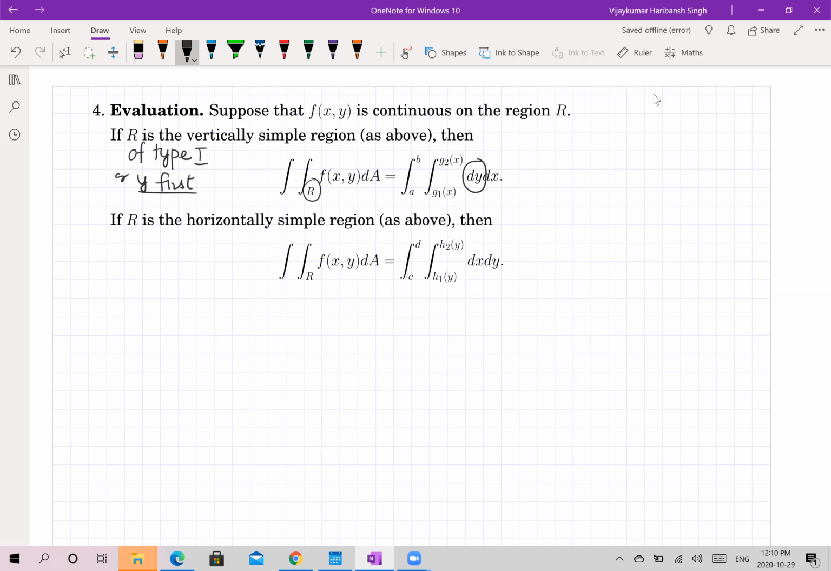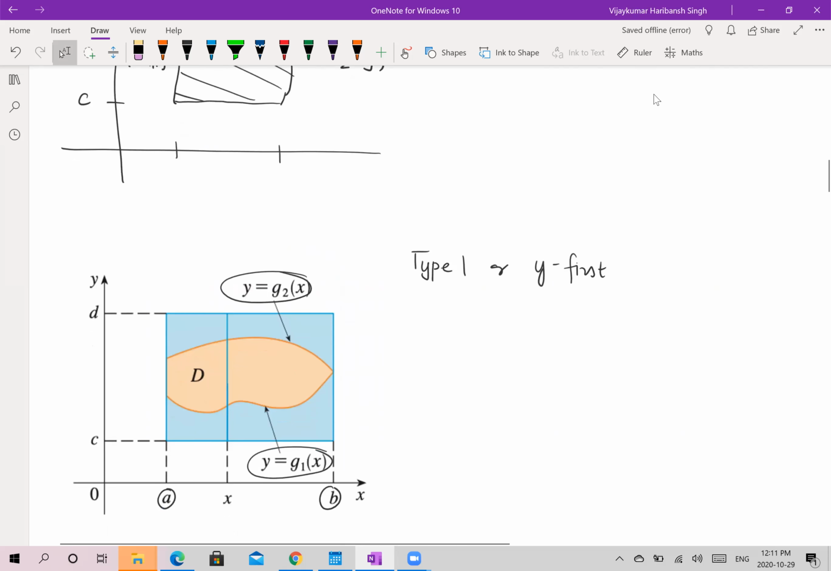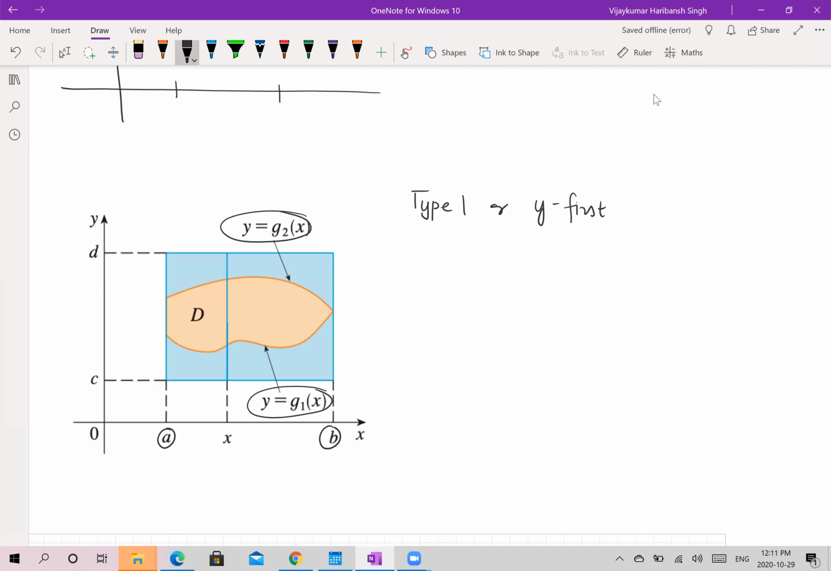Suppose this is your region D, which is of type 1, or y first, or if you want to call it, a vertically simple region. Here your x is between a and b, and your y is between g1(x) and g2(x). How would we approach this problem? How do we get to this formulation? What we'll do is define a new function. Again, let's call this capital F(x,y).